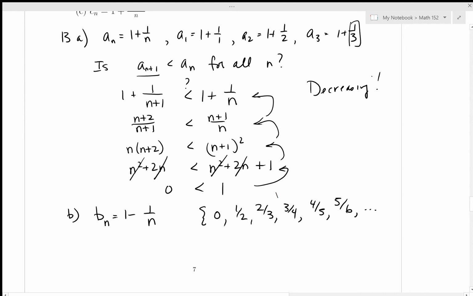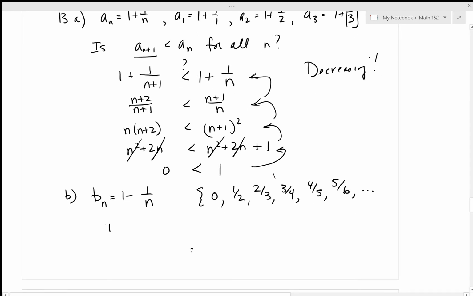So I'm going to then check. I'm basically now checking, is Bn plus 1 greater than Bn for all n? That's the question I've posed to myself. And I can simply make that calculation again. What is Bn? That looks like this. That is Bn plus 1. And what is Bn? 1 minus 1 over n.